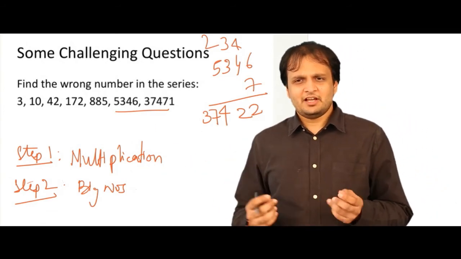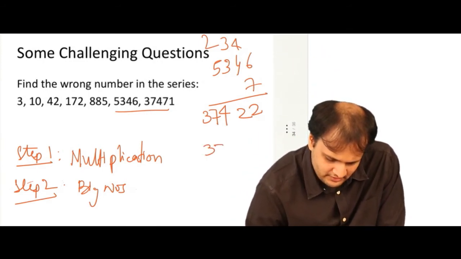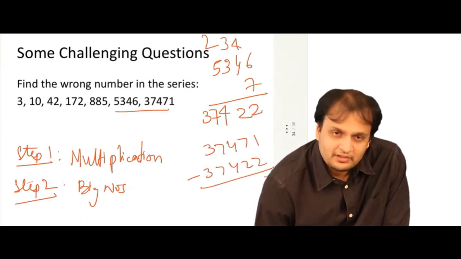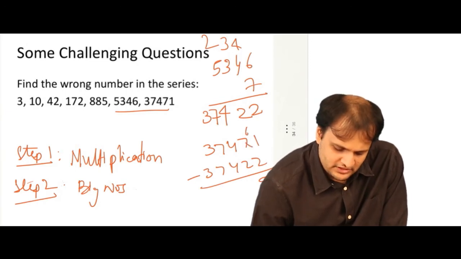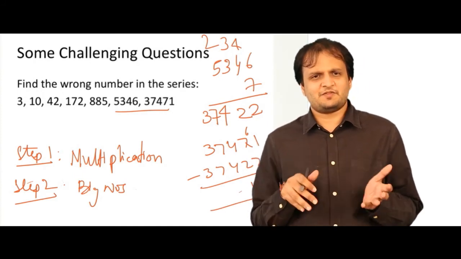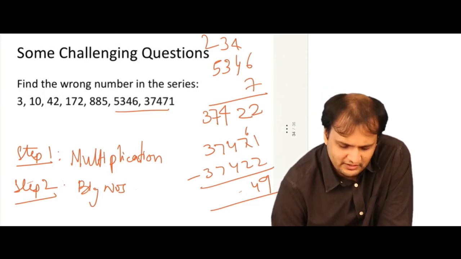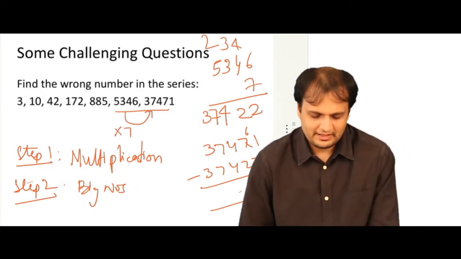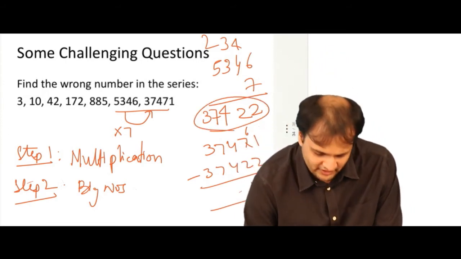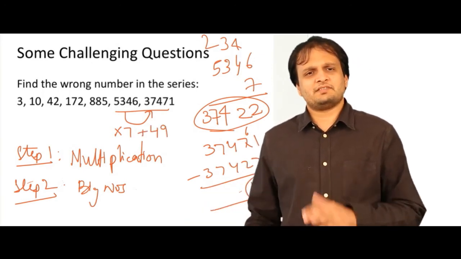It's not very far away. Maybe there is an addition to this, right? So how do I reach 37,471 from 37,422? I need to add some number. What number? 11 minus 2 is 9. 6 minus 2 is 4. And then 0, 0, 0. So 49 is less we are getting. So if I want to come from 5346 to 37,471, first I multiply by 7. Then I get 37,422. I have not yet reached 37,471. So I further add 49. So times 7 plus 49 gives me 37,471.